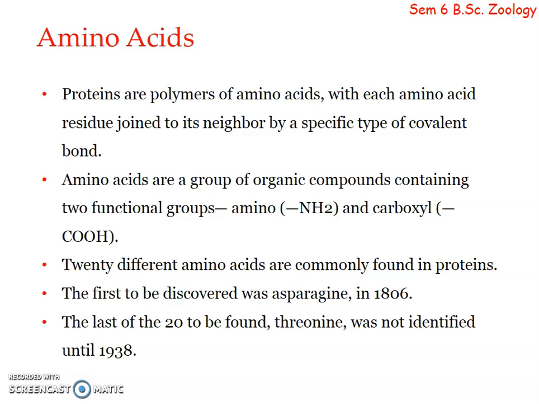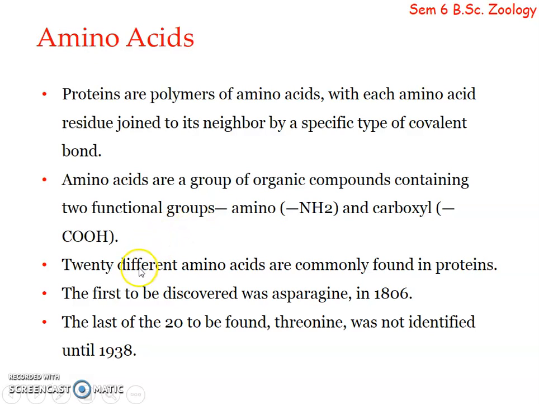Okay, so now what is an amino acid? An amino acid is an organic compound that contains both functional groups, that is basic as well as acidic: a basic amino group and an acidic carboxyl group, and that is why the name amino acid. Okay, so it contains two different functional groups in the same molecule.